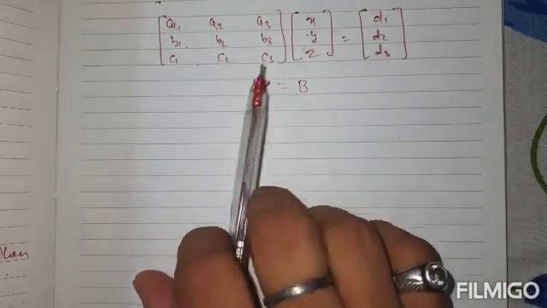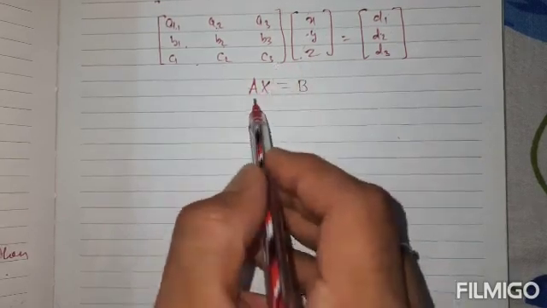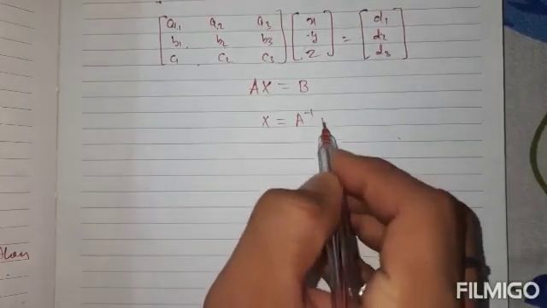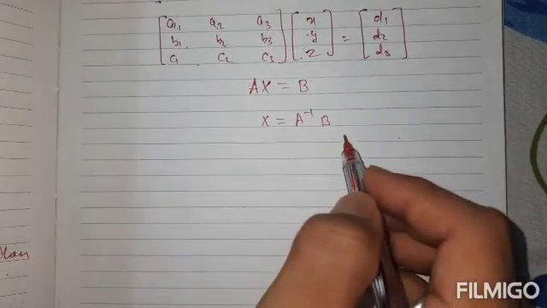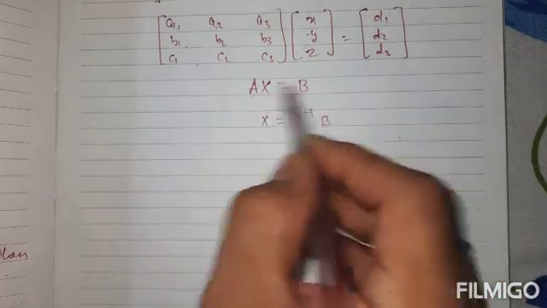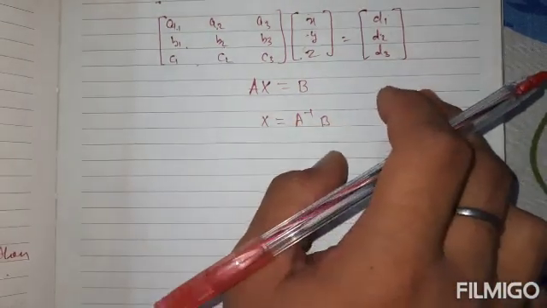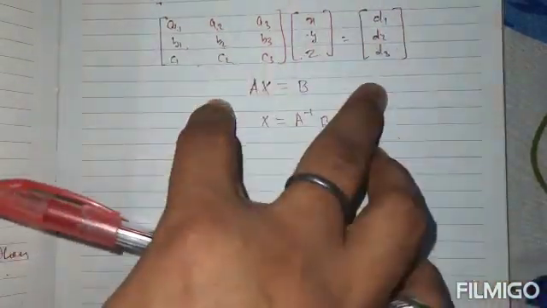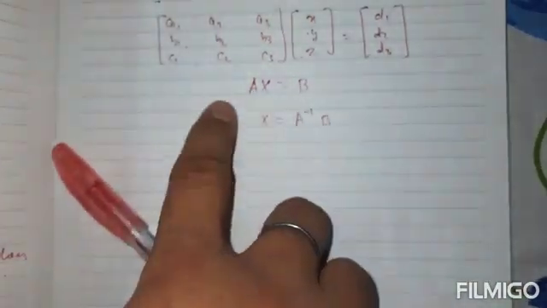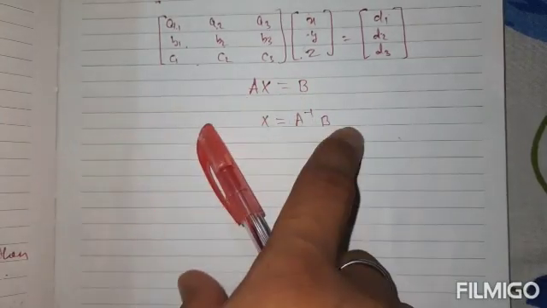So we need to find this matrix X, and its other equivalent form is X is equal to A inverse B. See students, suppose this is an invertible system in which the inverse of matrix A exists. Then if we multiply both sides by A inverse, we get X is equal to A inverse B.